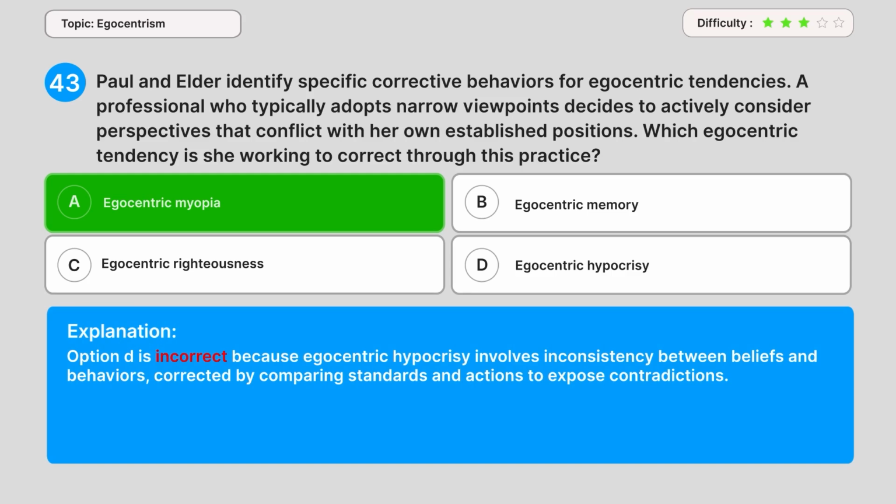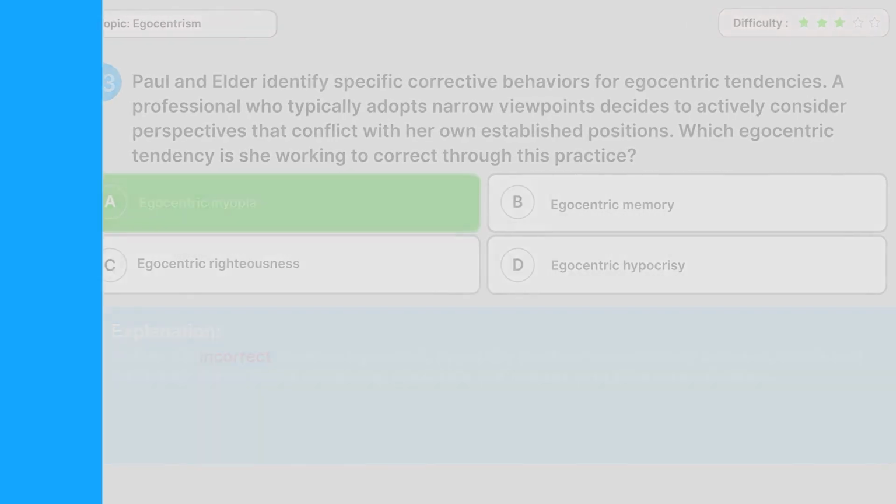Option D is incorrect because egocentric hypocrisy involves inconsistency between beliefs and behaviours, corrected by comparing standards and actions to expose contradictions. Paul and Elder identify corrective behaviours for each egocentric tendency. A professional who typically adopts narrow viewpoints decides to actively consider perspectives that conflict with her established positions.